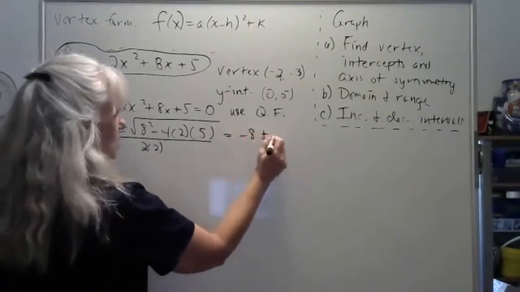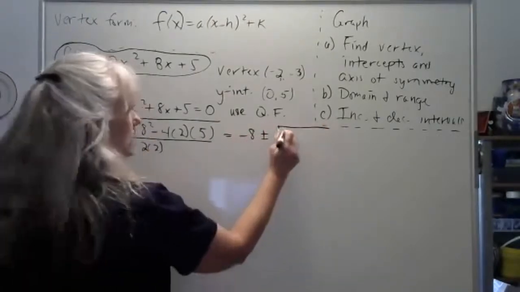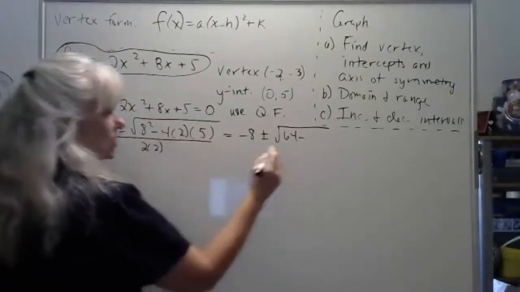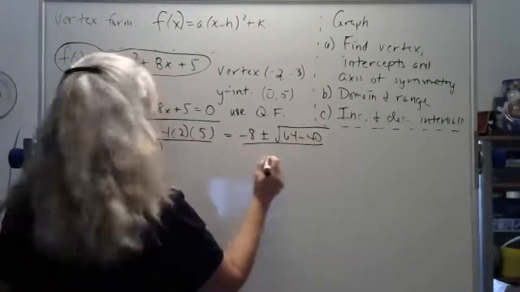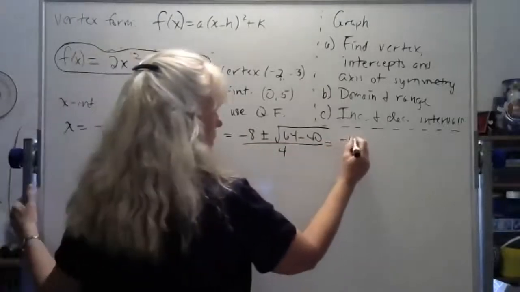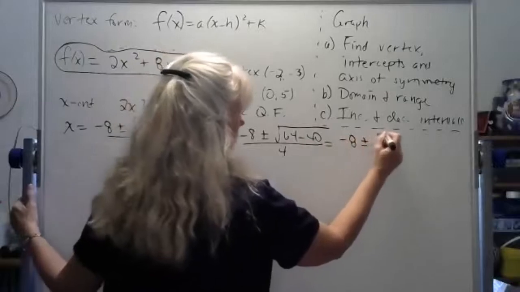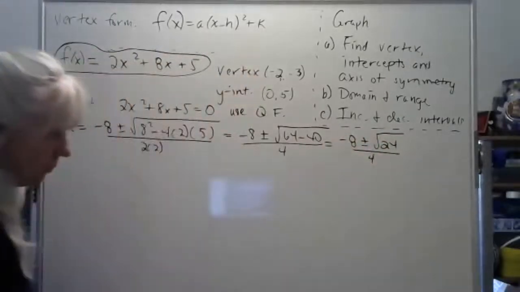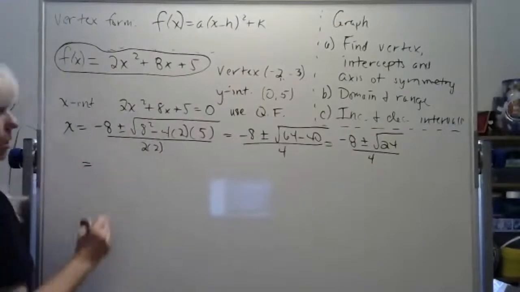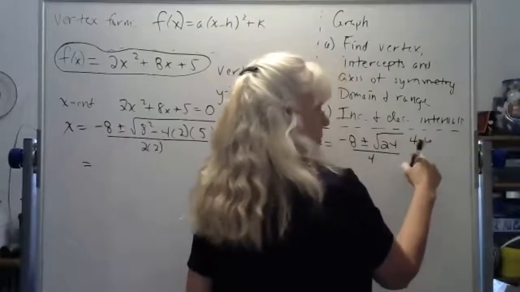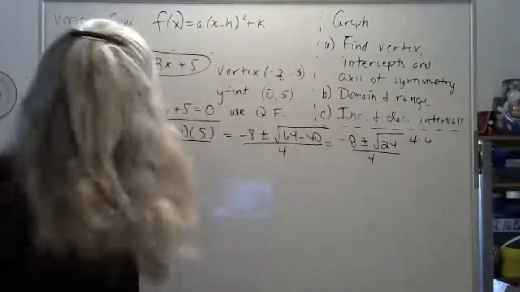That's -8 plus or minus the square root of 64 minus 2 times 5 is 10 times 4 is 40, all over 4. So that's -8 plus or minus the square root of 24 over 4. Square root of 24, so 24 is what, 4 times 6? So that would be the square root of 4, which is 2.